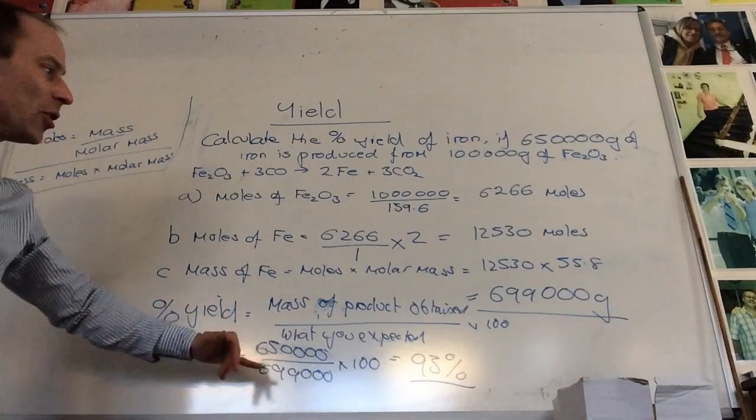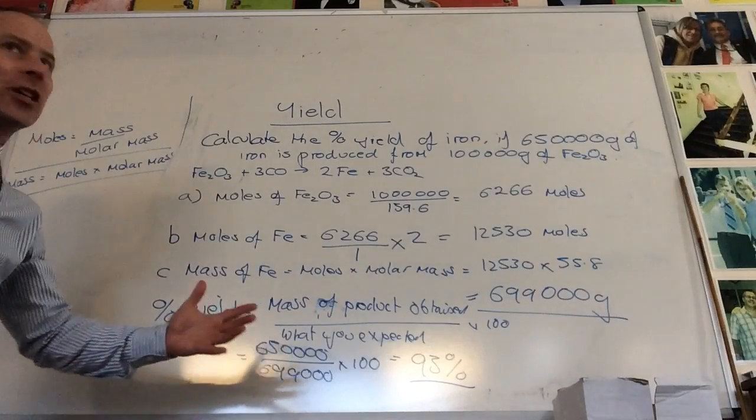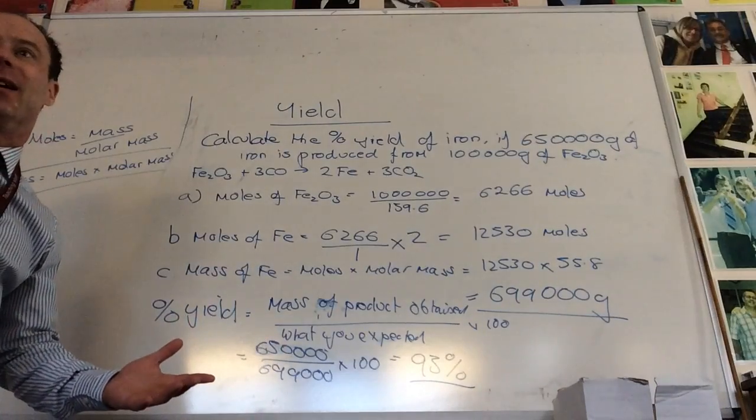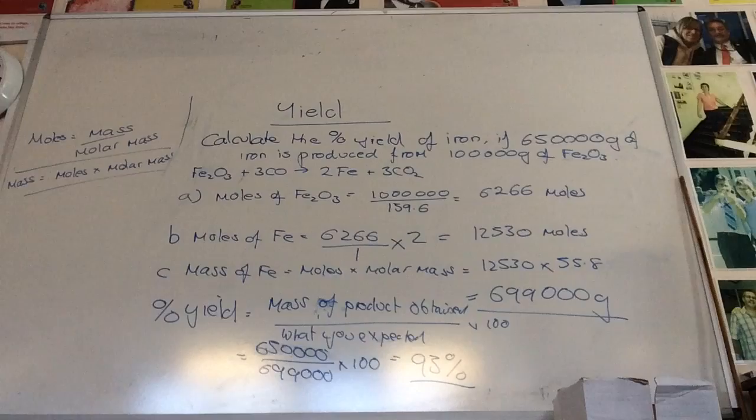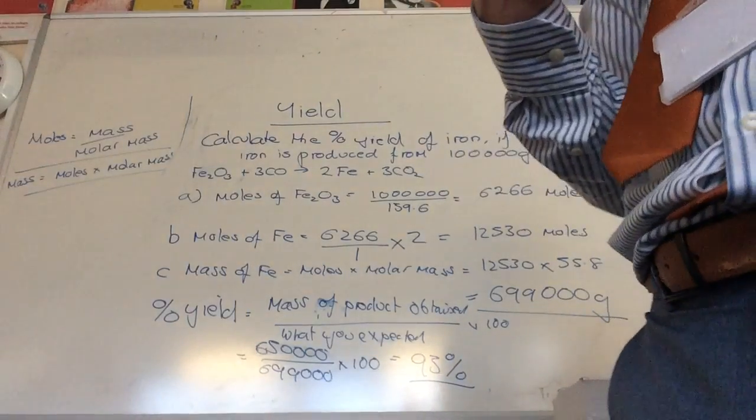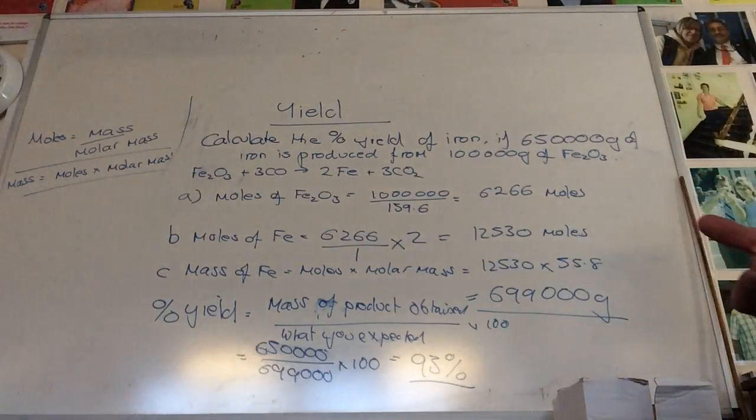Why did we not get everything that we expected? Can anybody think of a reason why you don't get everything that you expect to get? Reversible reaction. It could be reversible, yeah. Any other reason? When you've done experiments before, do you think you... Sorry? Other reactions could be taking place, could be impurities.